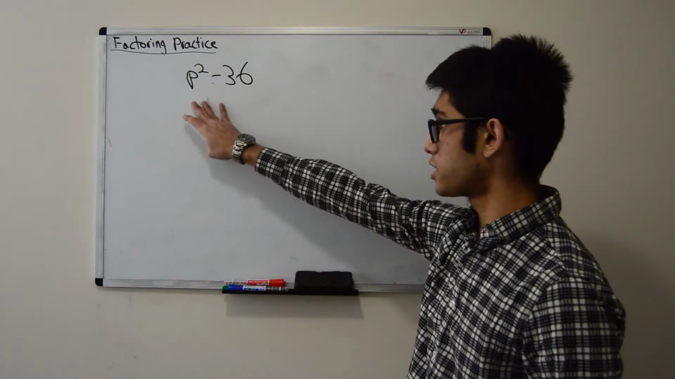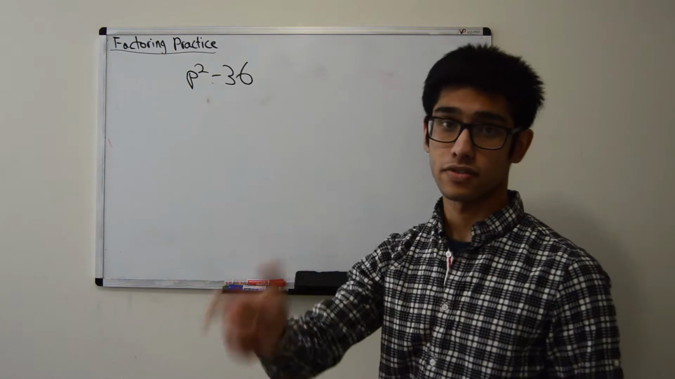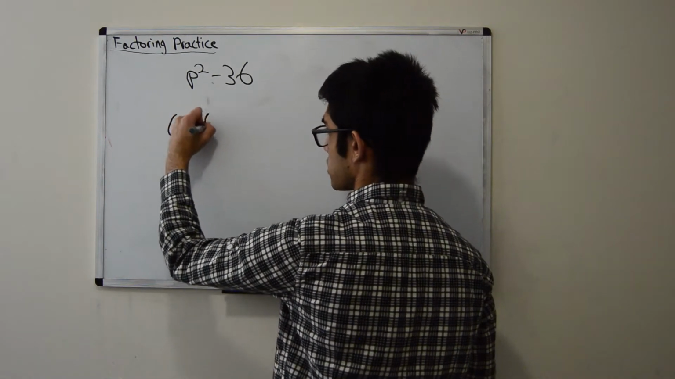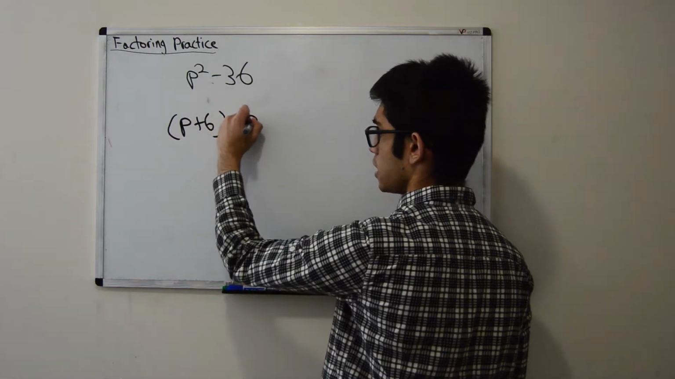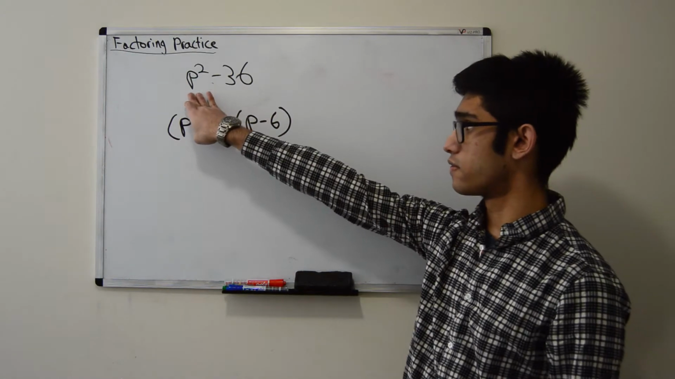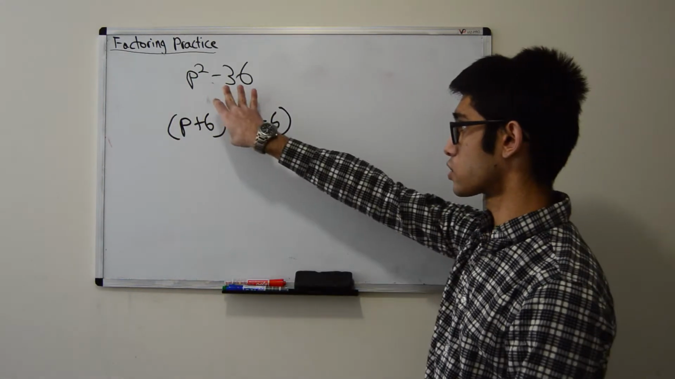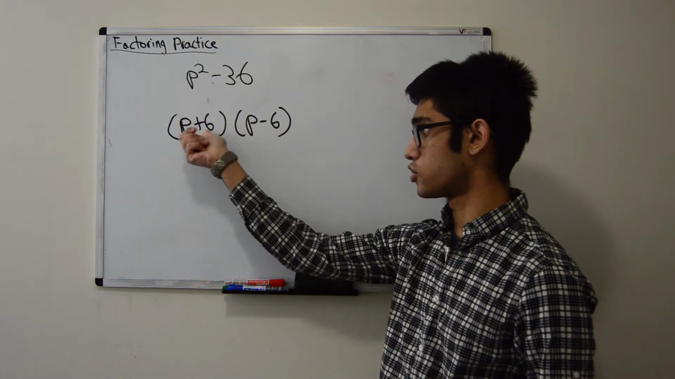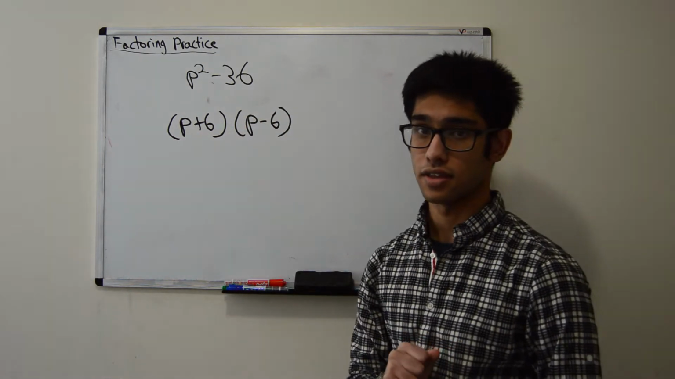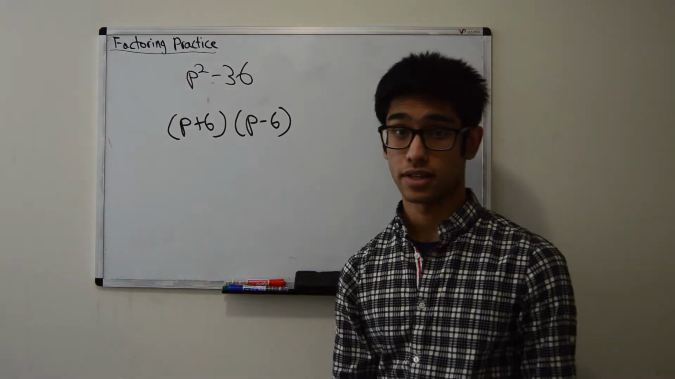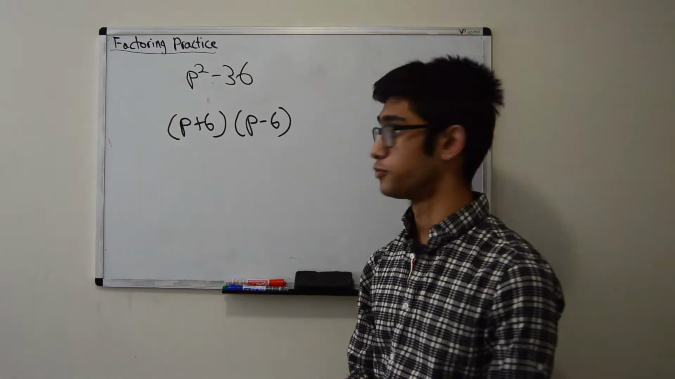So, easy case, p squared minus 36, difference of squares. The answer is p plus 6 and p minus 6. You take the square root of p squared, which is p, and the square root of 36, which is 6, and you write two binomials that have opposite signs. So p plus 6, p minus 6. Nothing too difficult there.